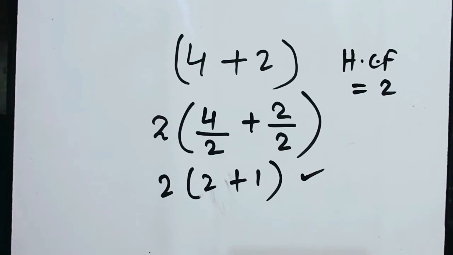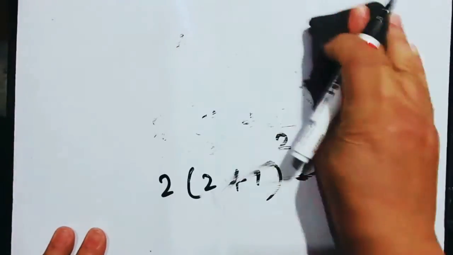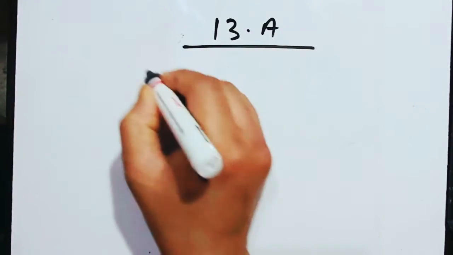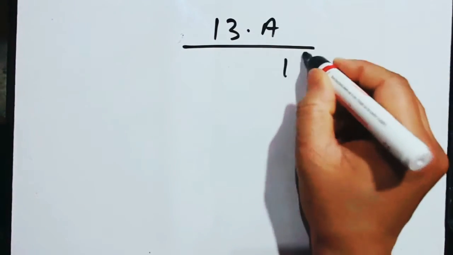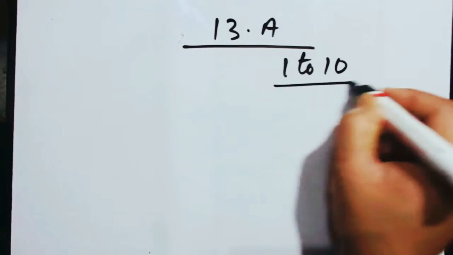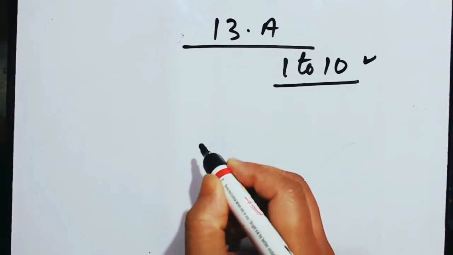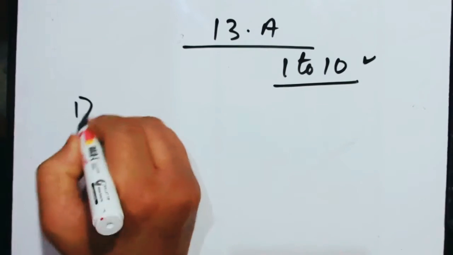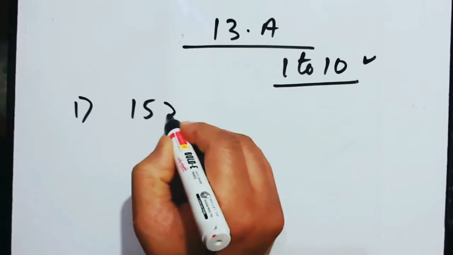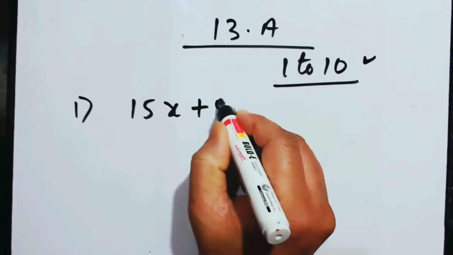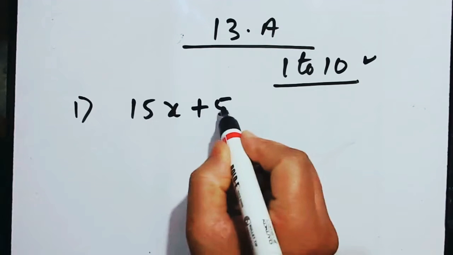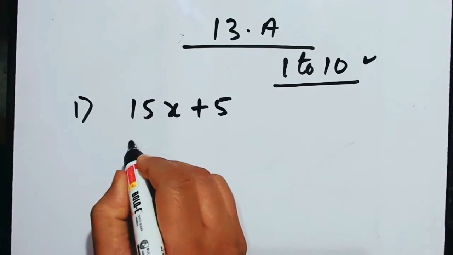Clear? Here in exercise 13A, what I find is that the entire sums from 1 to 10 deal with the same type of problems, isn't it? So it's very easy from 1 to 10. For example, when you talk about 15x plus 5, what we do is we find out the HCF of 15 and 5 and we get 5.